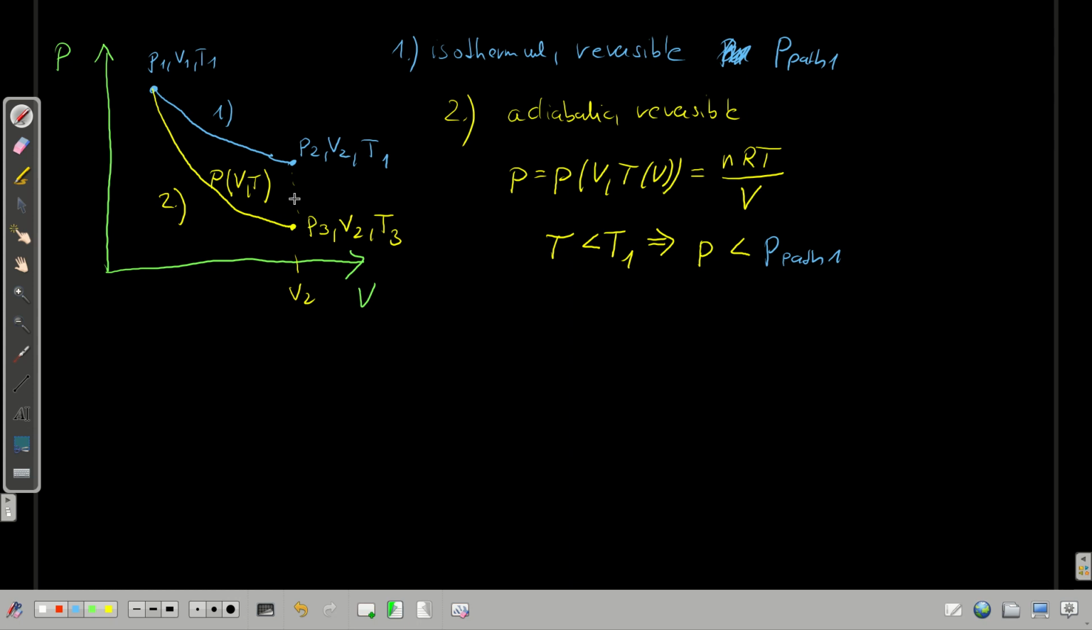So the pressure here for the isothermal reversible process is always bigger than the pressure during an adiabatic reversible process, because the temperature here through the whole process is smaller than T1, and we can express this with the ideal gas law. And to be very precise, this holds for all V. So it holds for the whole interval between V2 and V1.